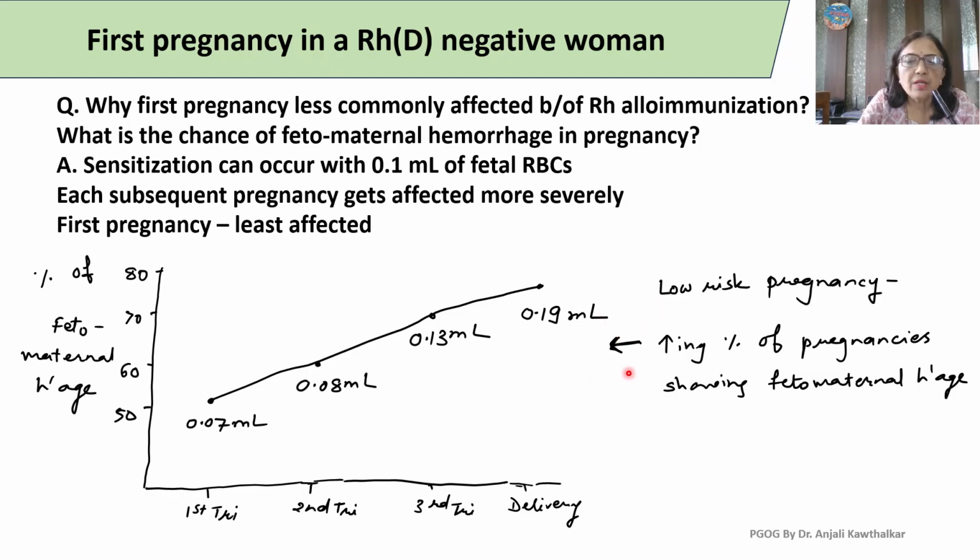As pregnancy advances, there is an increasing percentage of women where there is passage of fetal blood or fetal RBCs into the maternal circulation. So each subsequent pregnancy gets affected more severely, because with each next pregnancy more fetal cells will be entering, more fetal blood will be entering. First pregnancy is least affected.